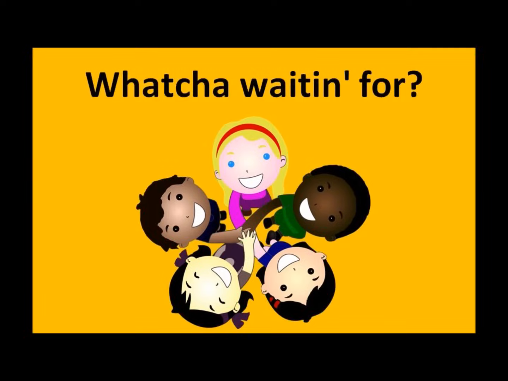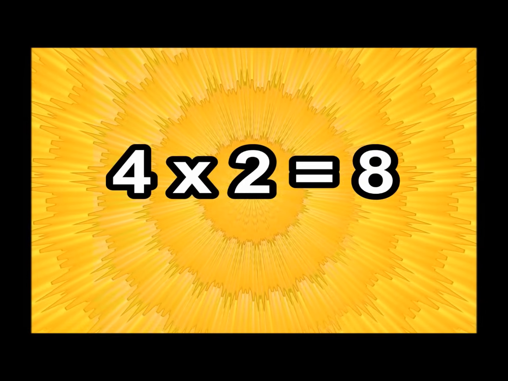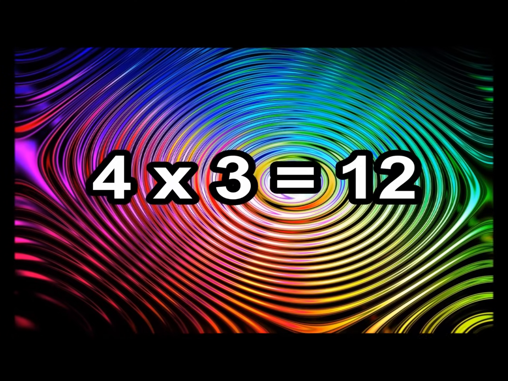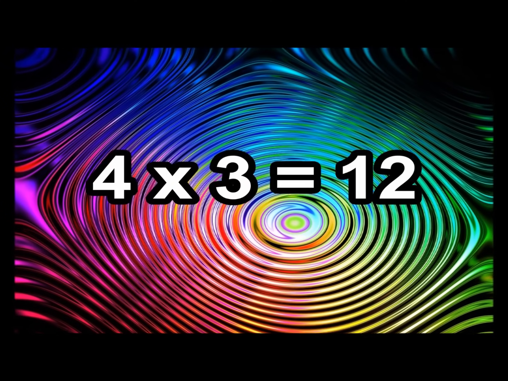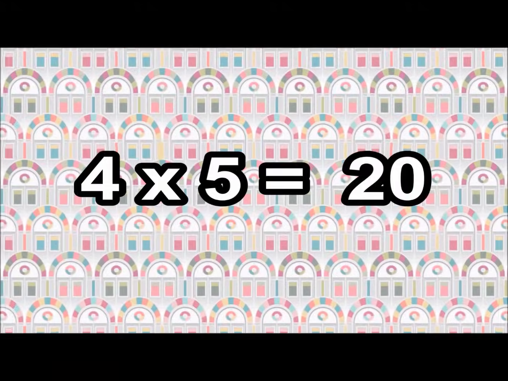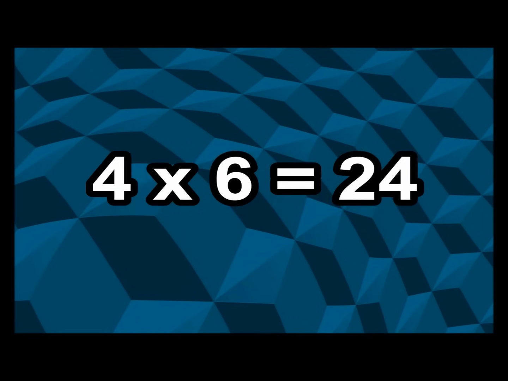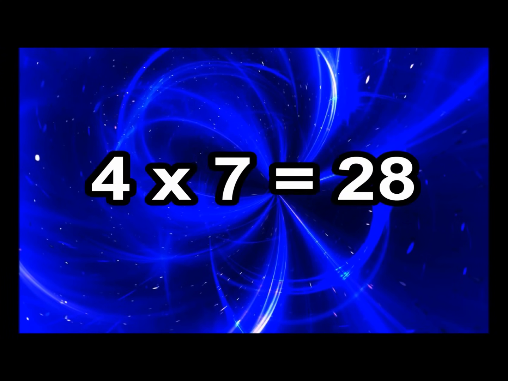What you waiting for? Okay, 4 times 1 is 4. 4 times 2 is 8. 4 times 3 is 12. 4 times 4 is 16. 4 times 5 is 20. 4 times 6 is 24. 4 times 7 is 28.